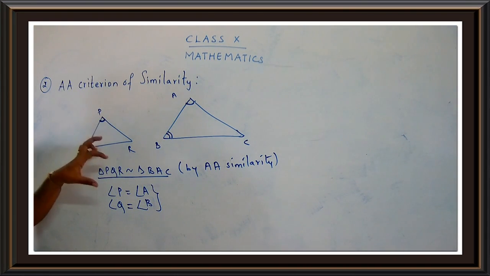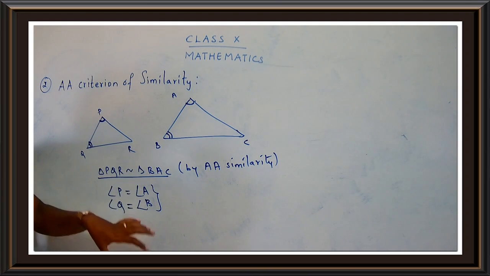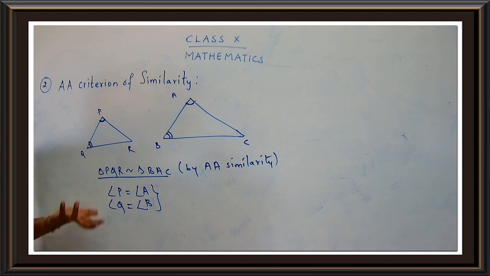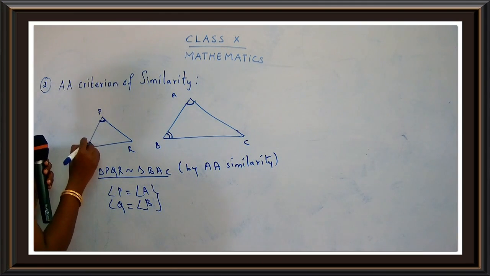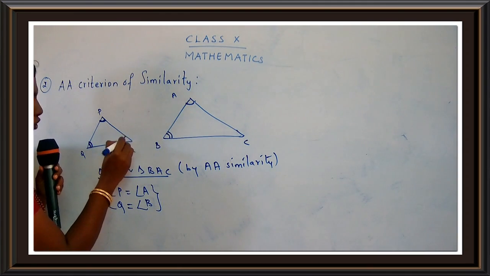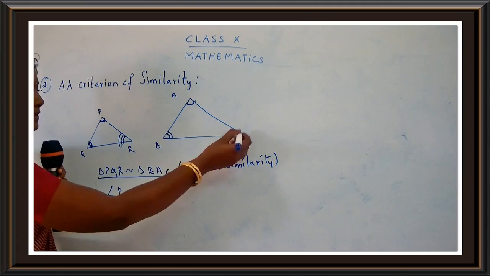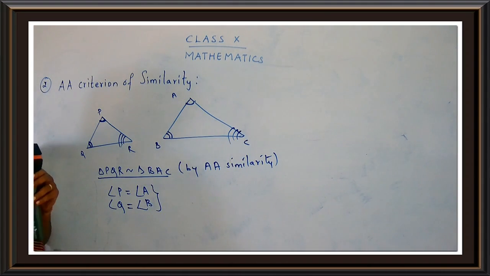Here I am showing the two angles to be equal. So we have to call it as AA similarity. Now, one more thing over here. If the two angles are going to be equal, automatically the third angle and the third angle will be equal.